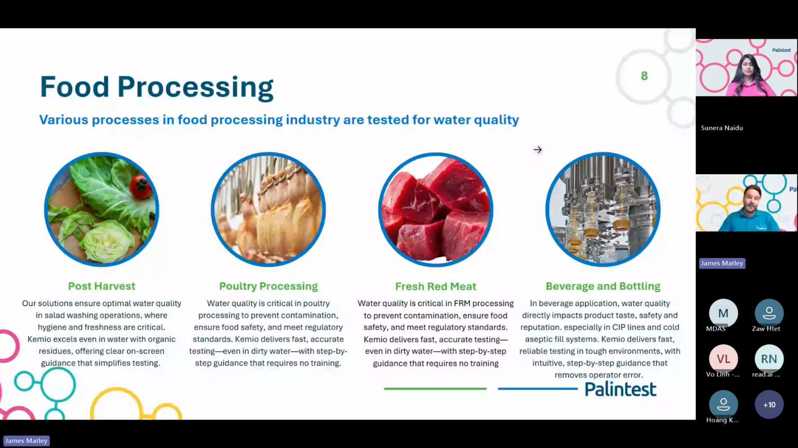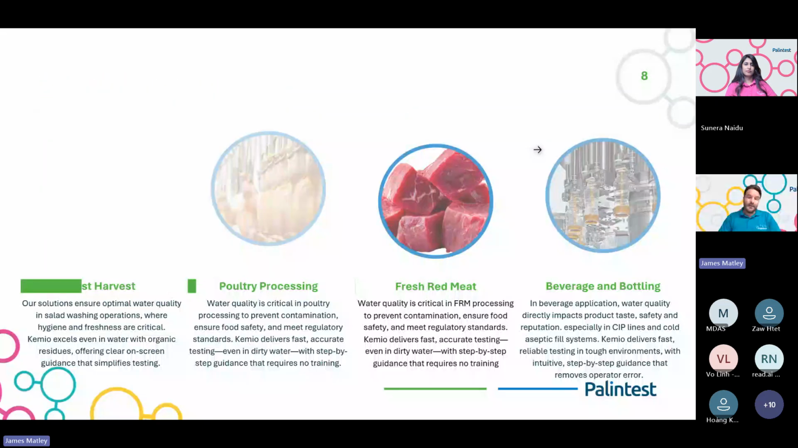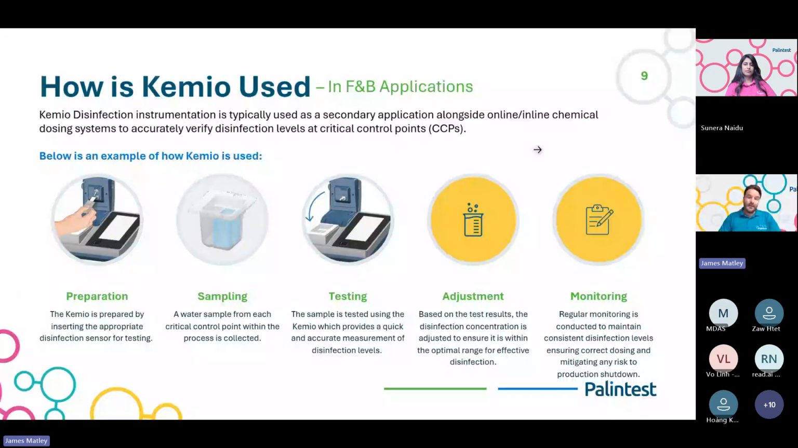So the Chemio is generally used as a secondary instrument in food and beverage applications, where you'll have a primary instrument, which is online or inline, which constantly measures the process, and the Chemio is used for spot testing and calibration of this equipment. So when you do a test, you put the sensor into the instrument.